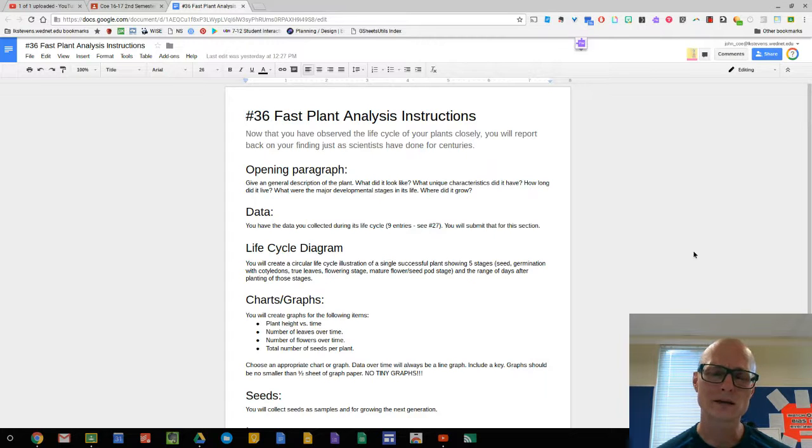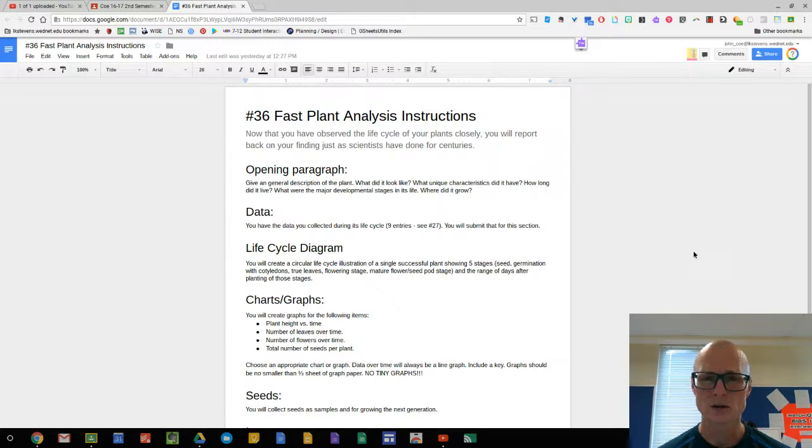You're going to make a life cycle diagram. You can look one up online and kind of see the general idea, but they're basically a circular renewing pattern of a plant going from seed back to seed in this case. And so I spell out 5 stages I want you to include on your diagram.